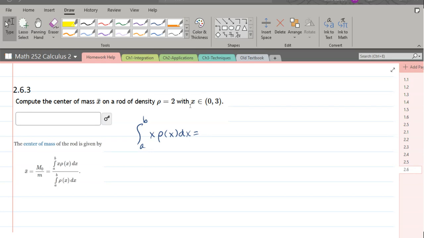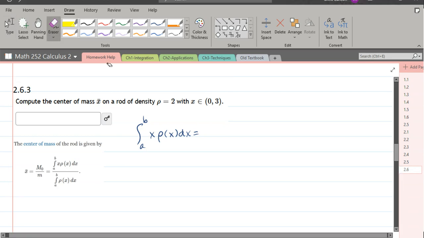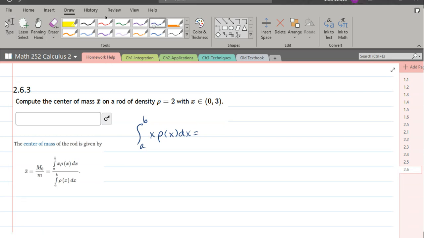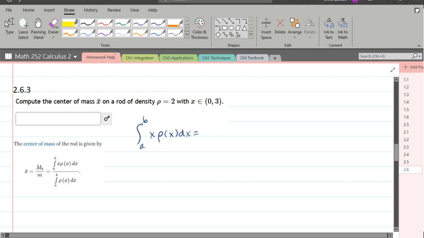So we have to compute a center of mass on a rod with a density function. Now this function right here, this letter is a rho. And this rho is a constant of just 2. And we're going from 0 to 3.